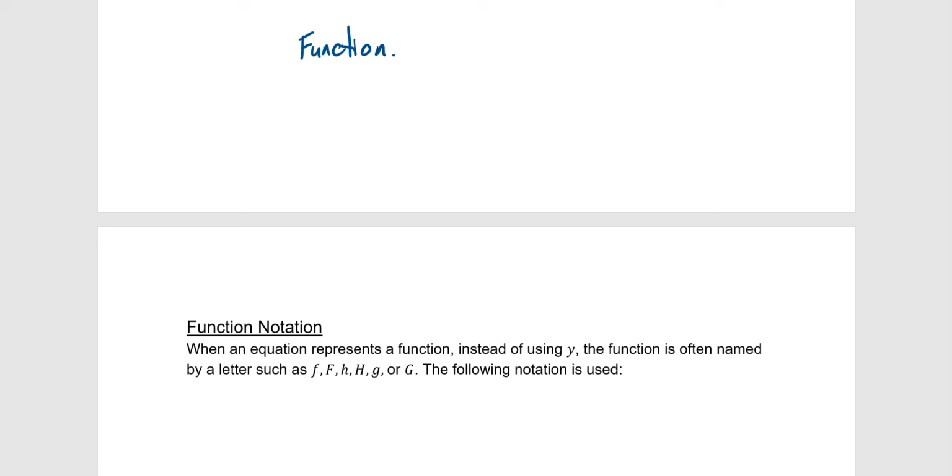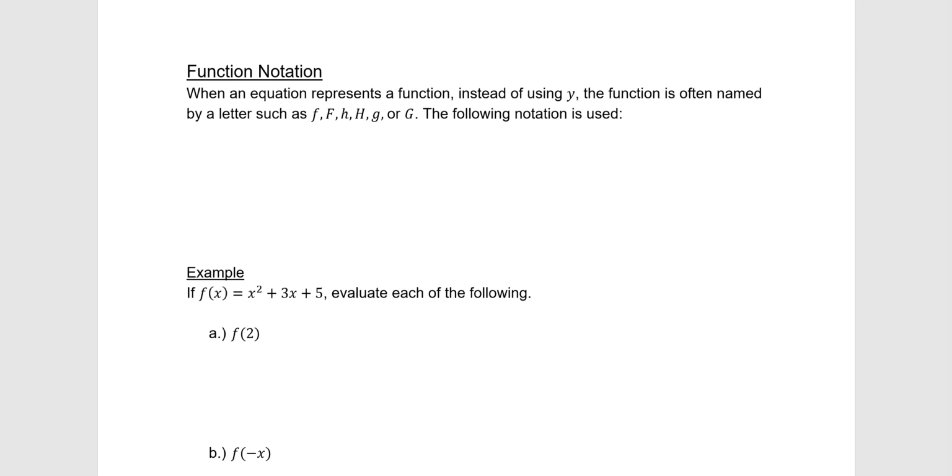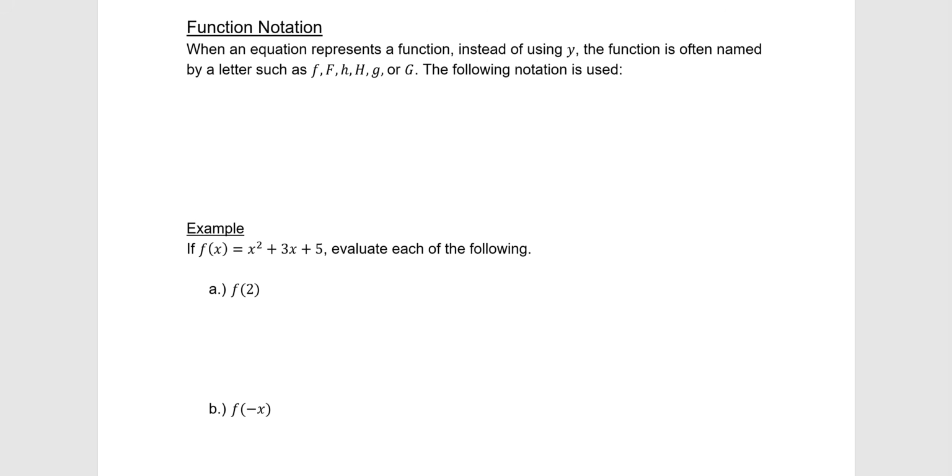Okay, so this brings us to the next thing, which is function notation. So up until this point, we've been using our dependent variable y as kind of like our name for the function. So instead of using y, we're going to essentially be giving our function a letter name, and the ones that we use most often are f, h, or g, but technically it can be any letter.